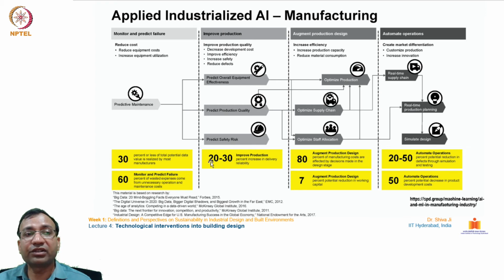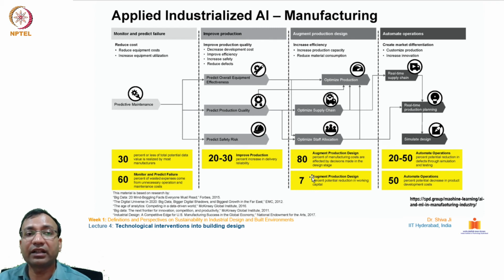Further, for the improvement of production, a 20 to 30% increase in delivery reliability can be attained through these measures which are happening in this column. Further, for augmenting production design, 80% of manufacturing costs are affected by decisions made in the design stage only. And next, augmenting production design, 7% potential reduction in working capital. See, these are not small numbers if we consider the volume of resources and energy utilized by these sectors. In overall output, these quantities will be immense, very huge.